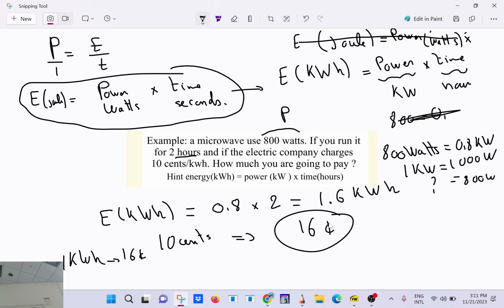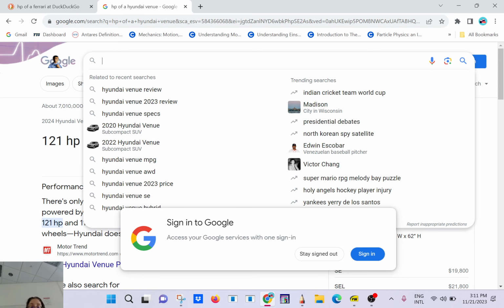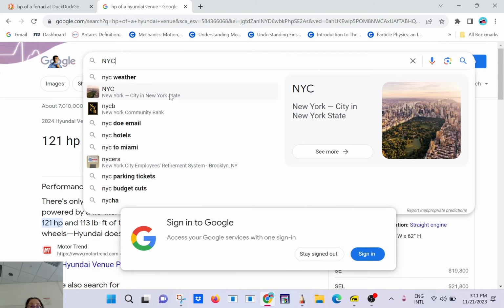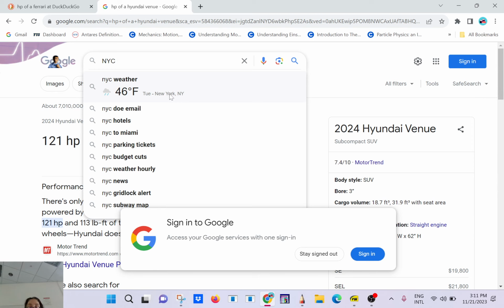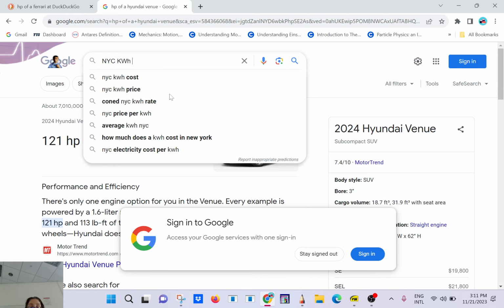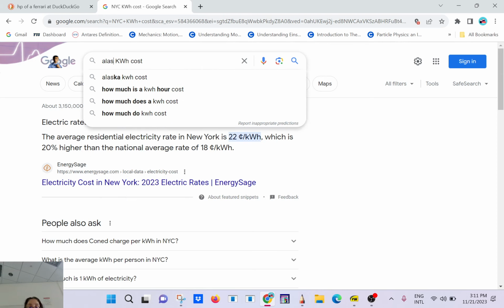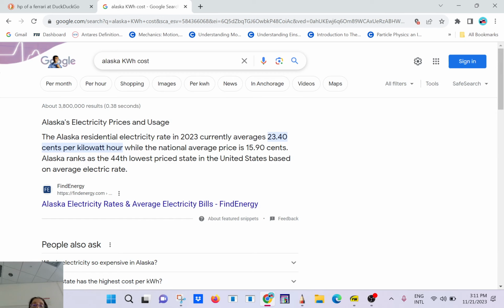Is that clear? Oh, wait, New York City. I'm going to see that. New York, no, Alaska is worse. Alaska, New York City, kilowatt hour. 22. Aren't you glad you live in Miami? Let's look at Alaska. 23.4. Oh, you're faster than me. 23.4. I think the highest rate is Alaska.